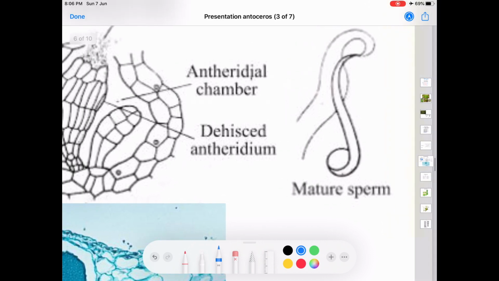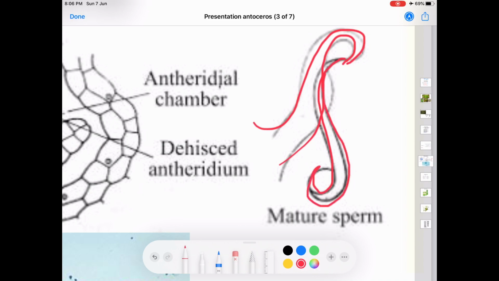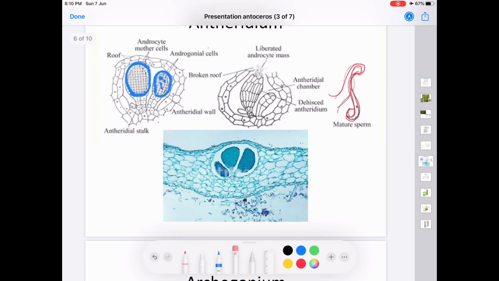The antherozooids are biflagellate. It carries 2 flagella. See this. This is one flagellum. This is the other flagellum. Biflagellate, linear and unicellular. The structure is linear and they are unicellular and uninucleate.